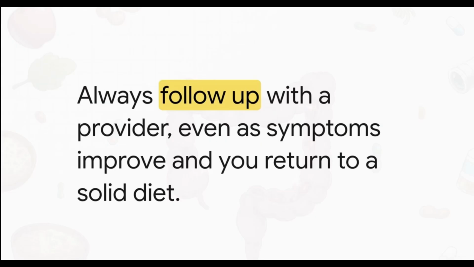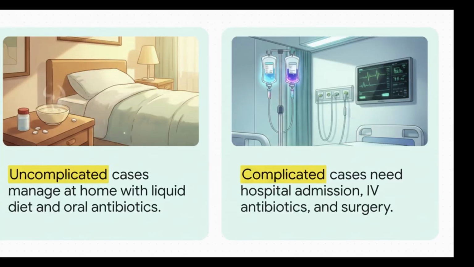As symptoms improve, a solid diet can start gradually, but it's still important to follow up with a provider even if symptoms are mild. For complicated diverticulitis, those where symptoms are more severe and complications may be present, hospital admission and IV antibiotics are usually necessary, and surgery may also be required if complications develop. Okay, that brings us to the end of the main content. Now, let's move on to questions.